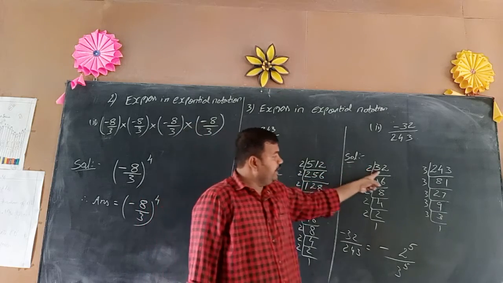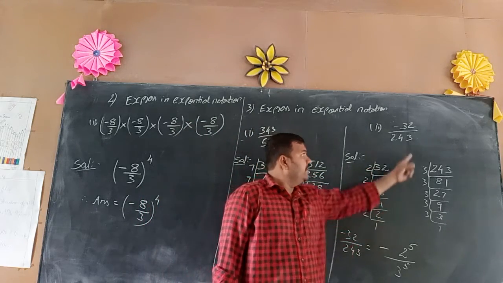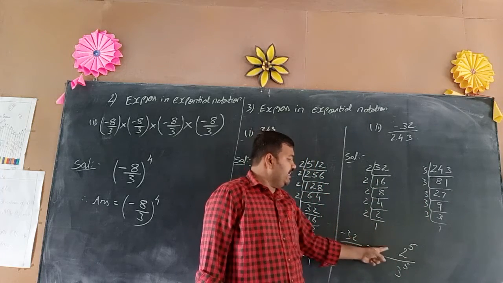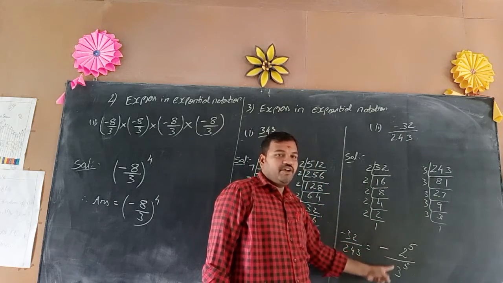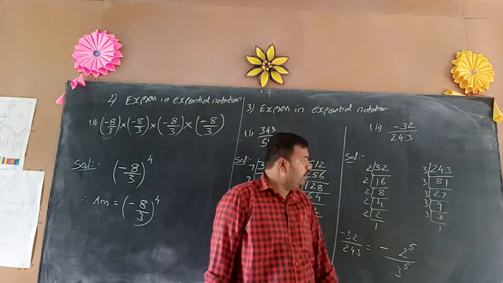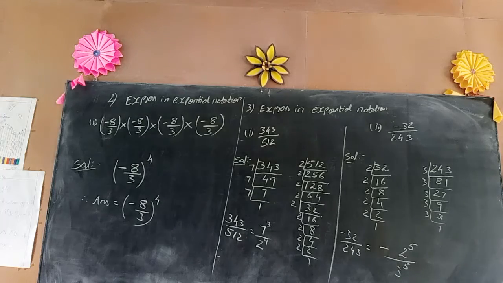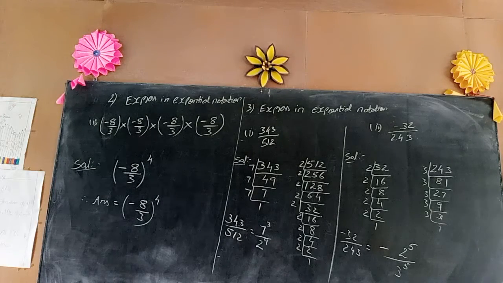In this sum, 32 means 2 power 5, 243 means 3 power 5. So while writing, the minus sign is kept like that only. 2 came for 5 times, 3 came for 5 times. So the answer is 2 to the power of 5 by 3 to the power of 5. So copy this sum in your CW. See that once.